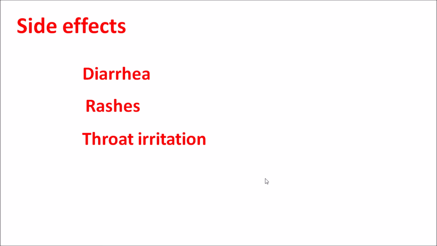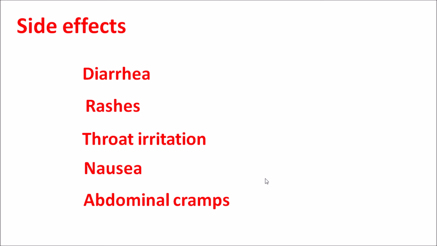Now let us see the side effects of this drug. The important side effects mainly include diarrhea and skin rashes. It can also produce some throat irritation, nausea and vomiting, and abdominal cramps can be observed with this Docusate sodium.